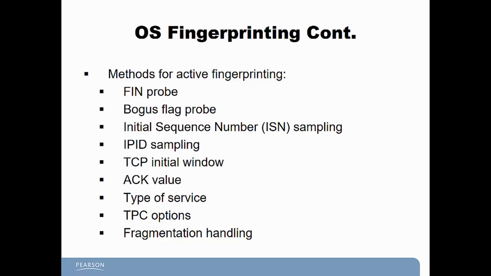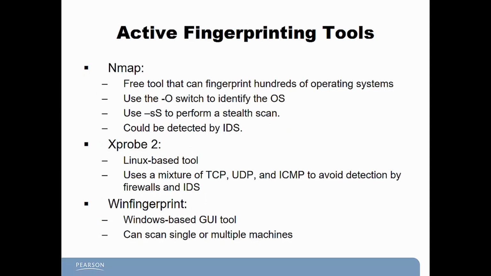Other methods for active fingerprinting could be our FIN probes or bogus TCP initiation windows, or ACK values, types of service, or there's plenty of other ways. Maybe even our initial sequence number sampling. All of these are ways to look at fingerprinting. Next, other tools could be Nmap or Xprobe. So far, we've discussed that not one tool is the best. You're going to have a plethora of tools. That way, you can make sure to choose the appropriate tool. Nmap is pretty versatile, and so that's been a very common one.